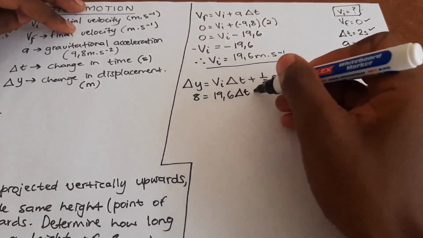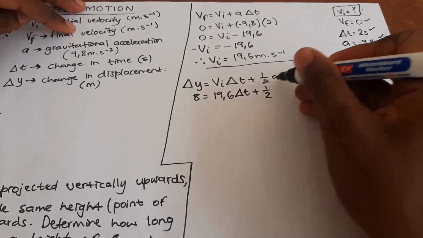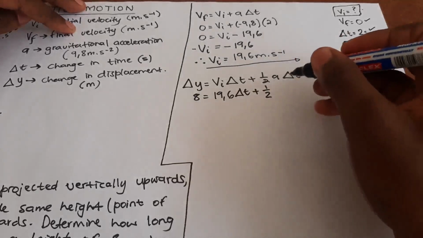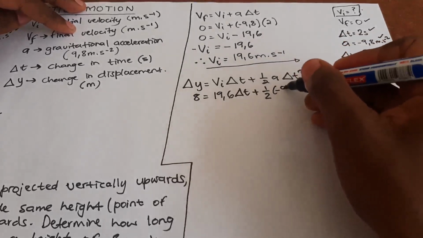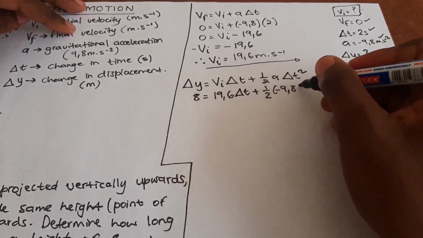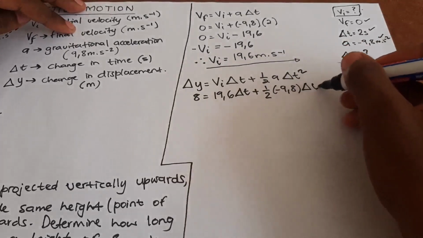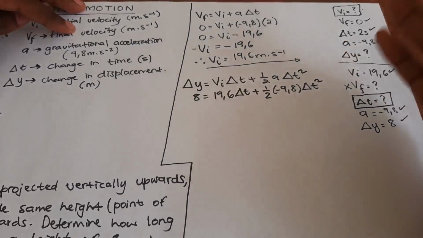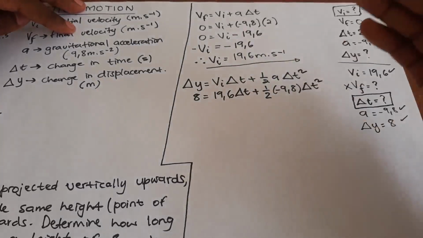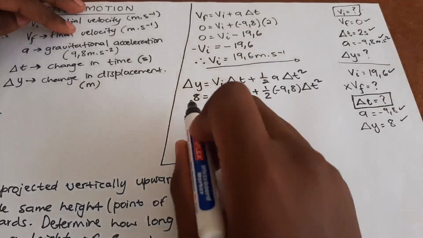Change in time plus half. What's the acceleration? Acceleration is negative 9.8. Change in time squared. We're looking for time, right? The time taken for the ball to reach 8 meters when going upwards.